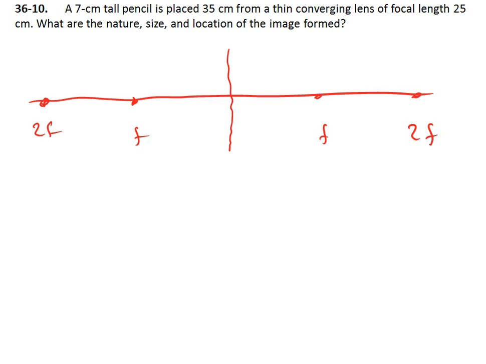So we're told a 7 cm tall pencil is placed 35 centimeters from a thin converging lens of focal length 25 centimeters. So f is 25 centimeters, 2f is 50 centimeters, and our object is placed 35 centimeters away. So let that be our object with an arrowhead at the top. And it happens to be a pencil, which will be roughly pointed anyway.